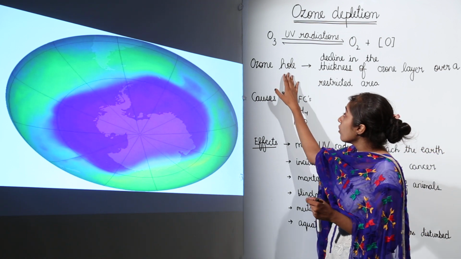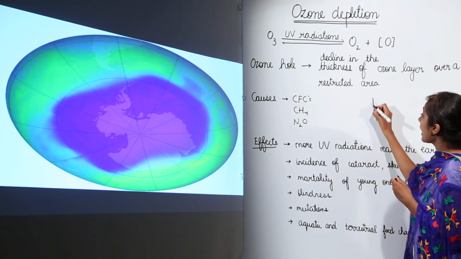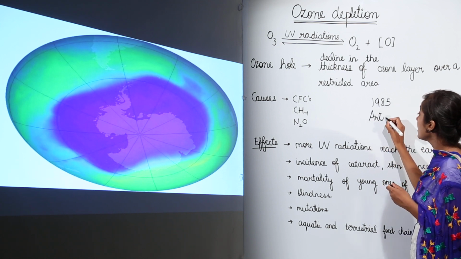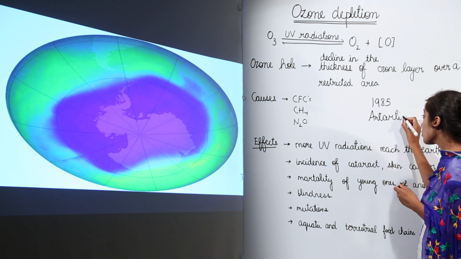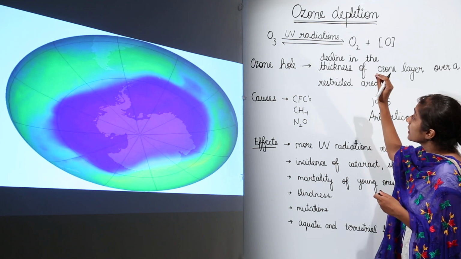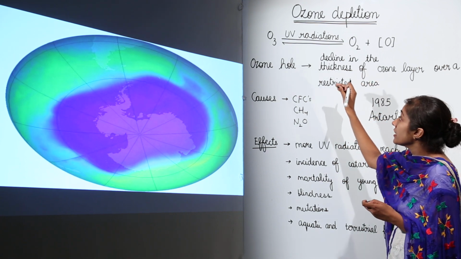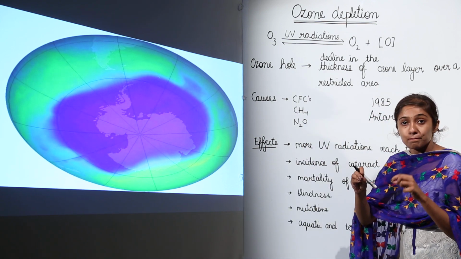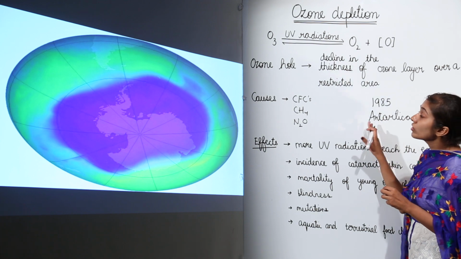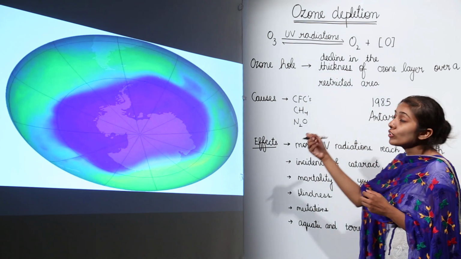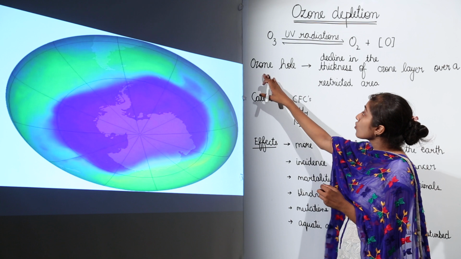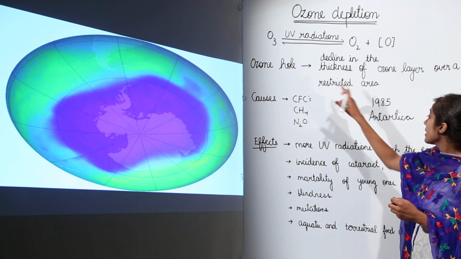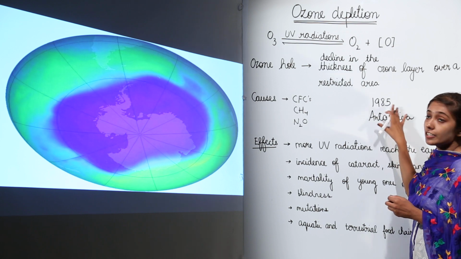This ozone hole was first seen in 1985 over Antarctica. It was seen in 1985 over Antarctica, meaning over Antarctica the thickness of the ozone layer is not much, the ozone layer has become quite thin. That is why we call the thinness of the ozone layer an ozone hole. So this ozone hole was discovered in Antarctica in 1985.